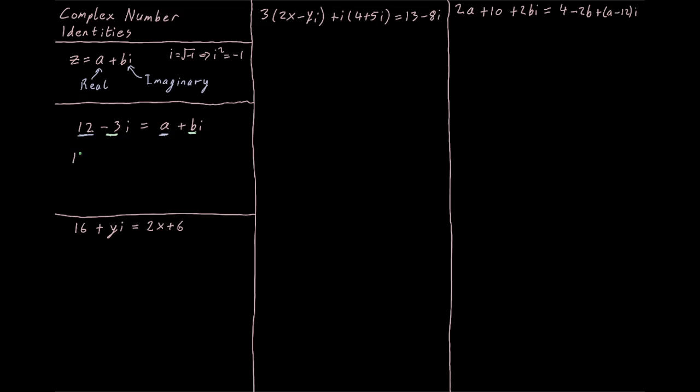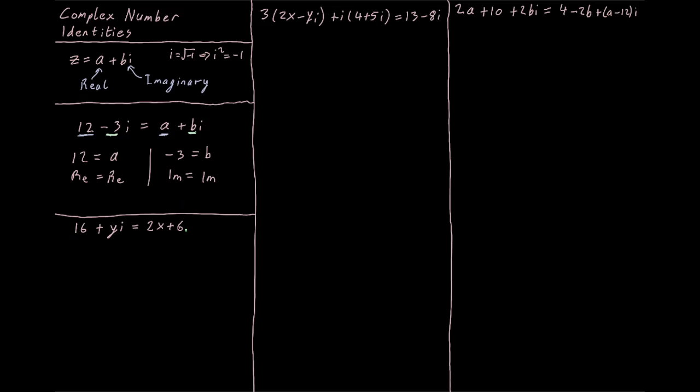So 12 must be equal to a. The real part must equal the real part. And separately, the imaginary part, -3, must equal b. So the imaginary part must equal the imaginary part. That's really all we're going to do.